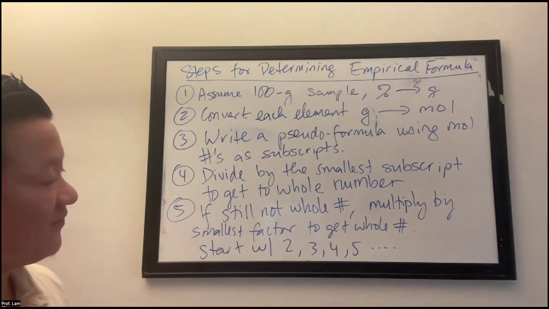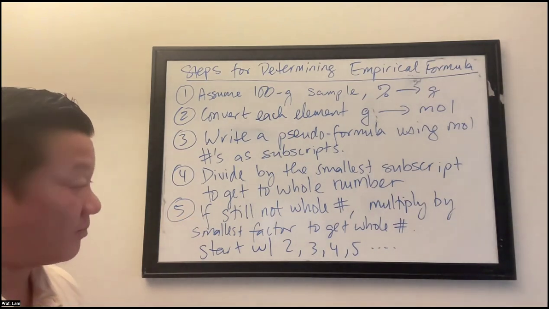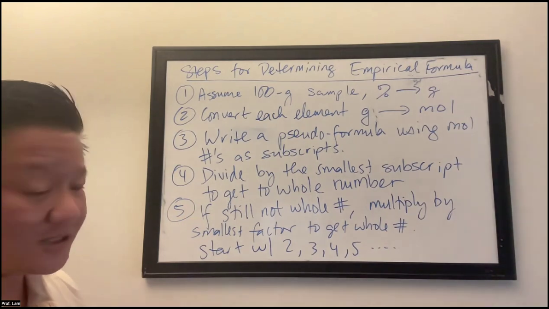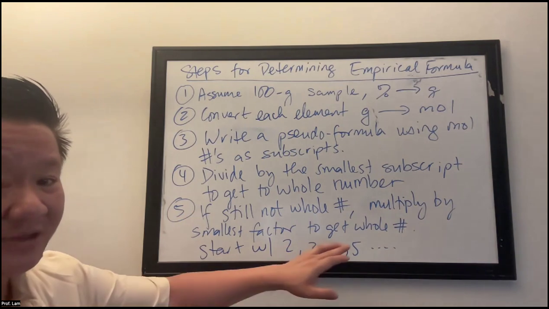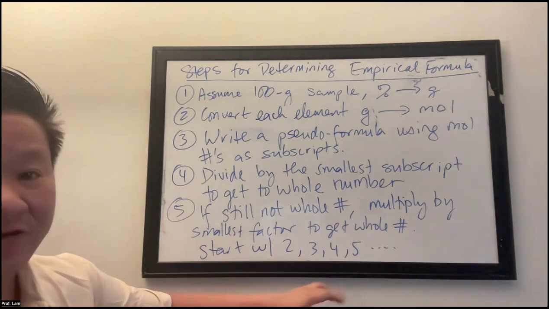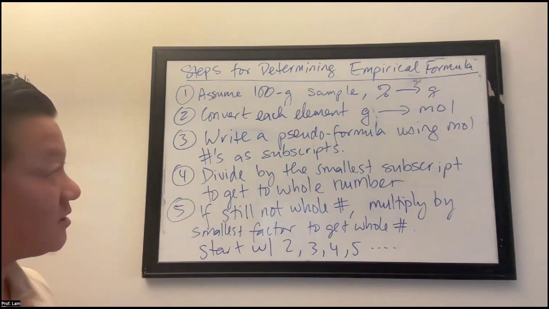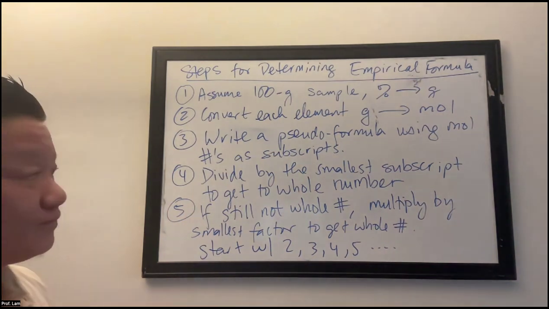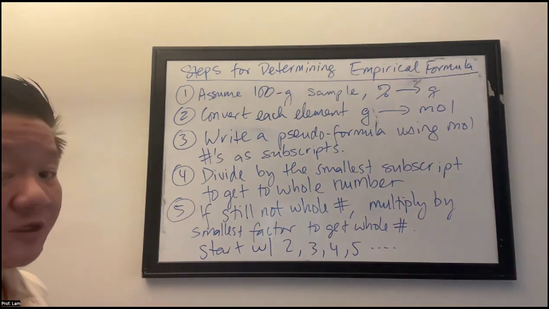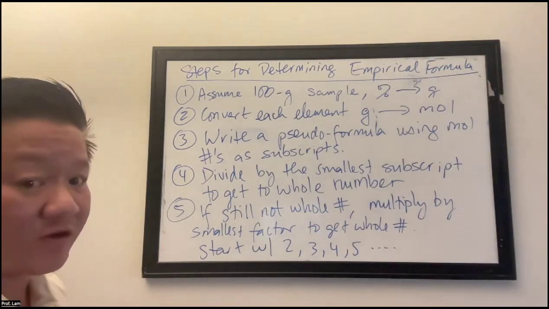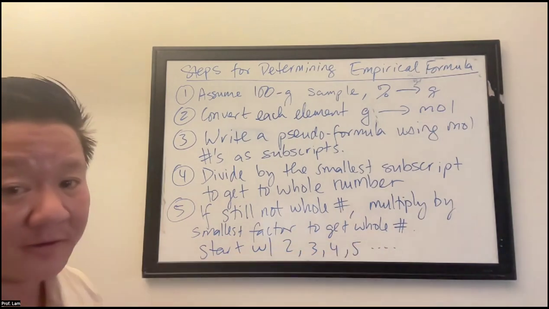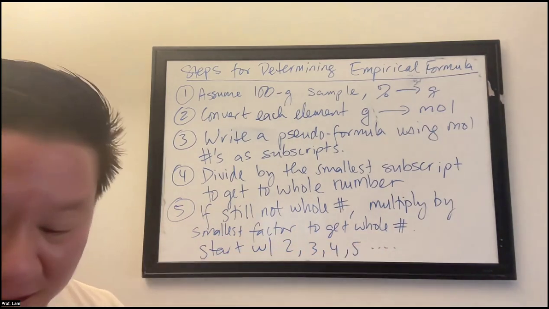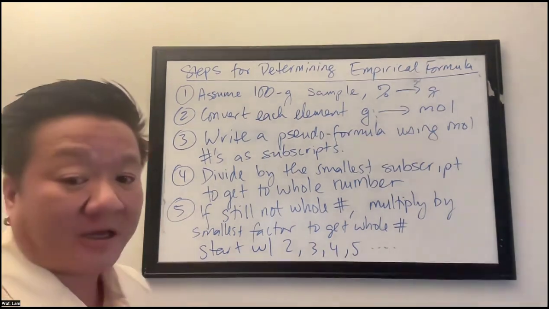Step five, if it's still not a whole number, you can multiply by the smallest factor to get a whole number. The way I would do it easiest is just start with a factor of 2. And if that doesn't work, if you multiply by 2 and it's still not a whole number, then try 3, then try 4 and 5, right? Eventually you'll get to a whole number. So that's the goal, because formulas are never fractions or decimals. So you're always trying to get to a whole number. Okay. All right. So let's go to an example.